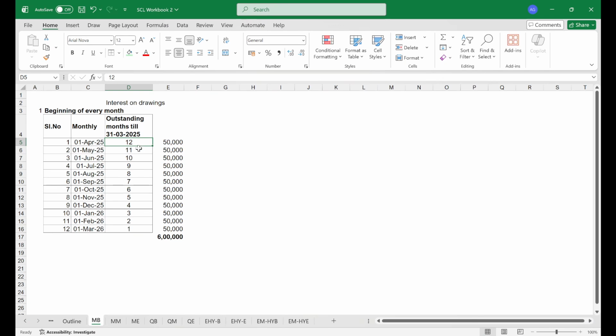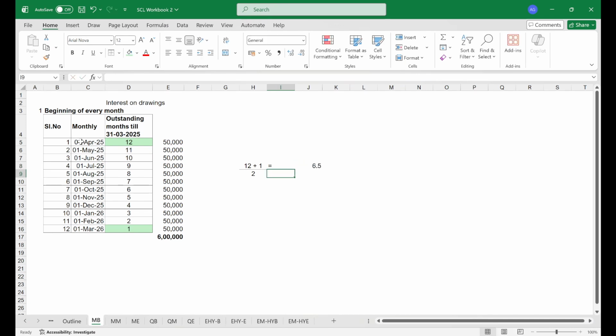After you plot all the outstanding months from each and every drawing, you have to bring your focus to the date of the first drawing and the date of the last drawing, and you just have to take the first number and the second number and put a simple average of the same. So 12 plus 1 is 13. 13 by 2 is 6.5.